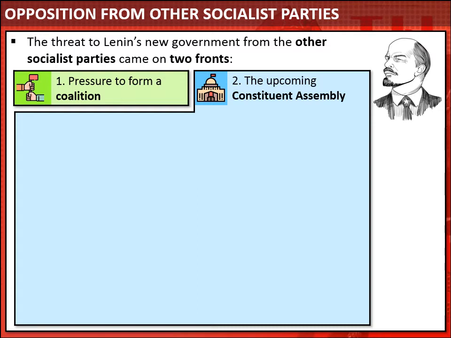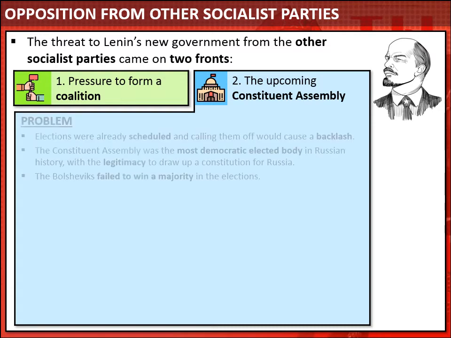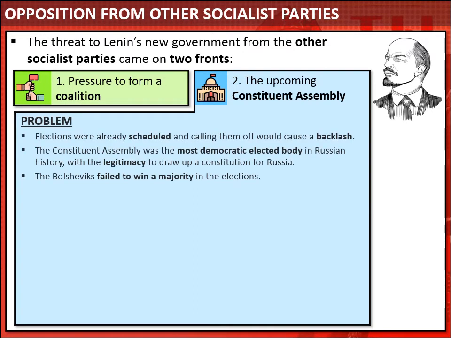Next, let's turn to the Constituent Assembly. By the time the Bolsheviks seized power, it was already too late to stop the elections for a Constituent Assembly, which was scheduled to happen in November of 1917. And in any case, calling them off would have led to a backlash against the Bolsheviks, particularly as Lenin had previously criticised the provisional government for not holding those elections quickly enough.